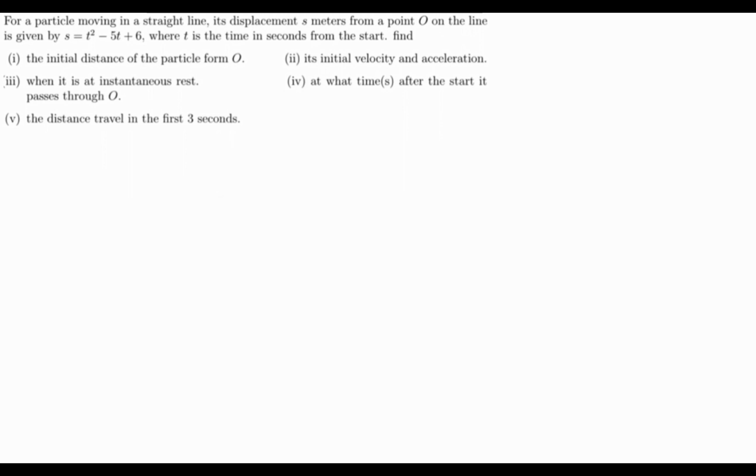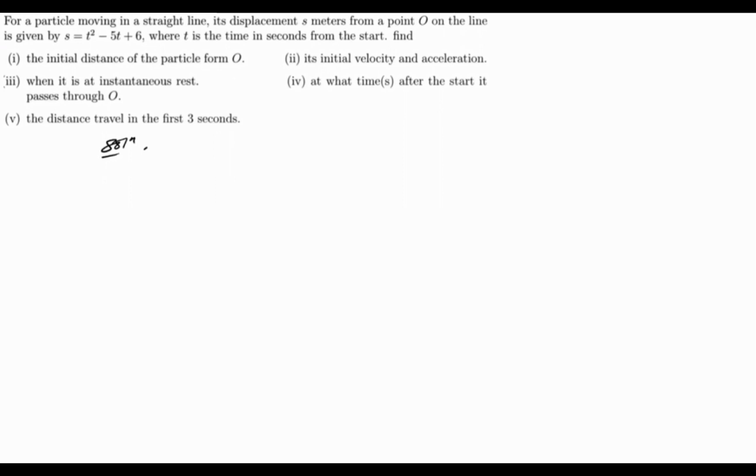At what time or times after the start does it pass through O? And find the distance traveled in the first 3 seconds. Okay. Let's see to it that we try and solve this.